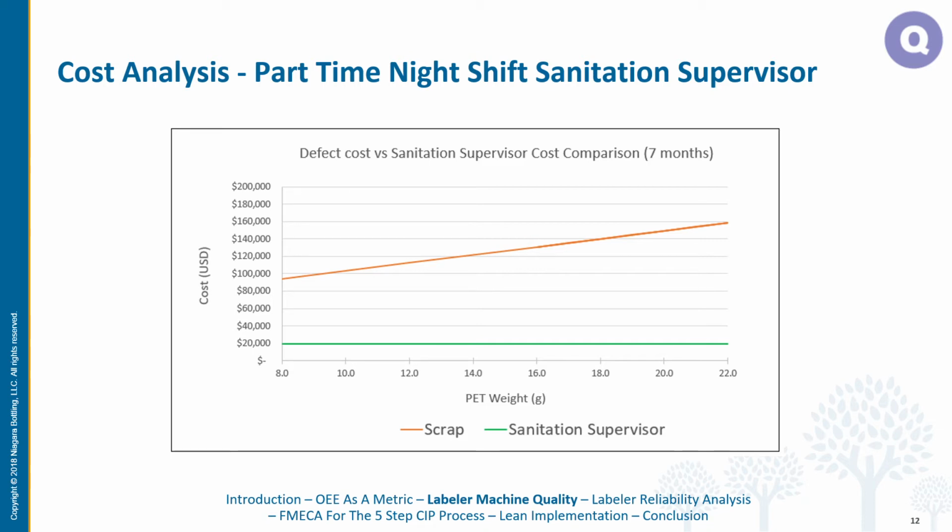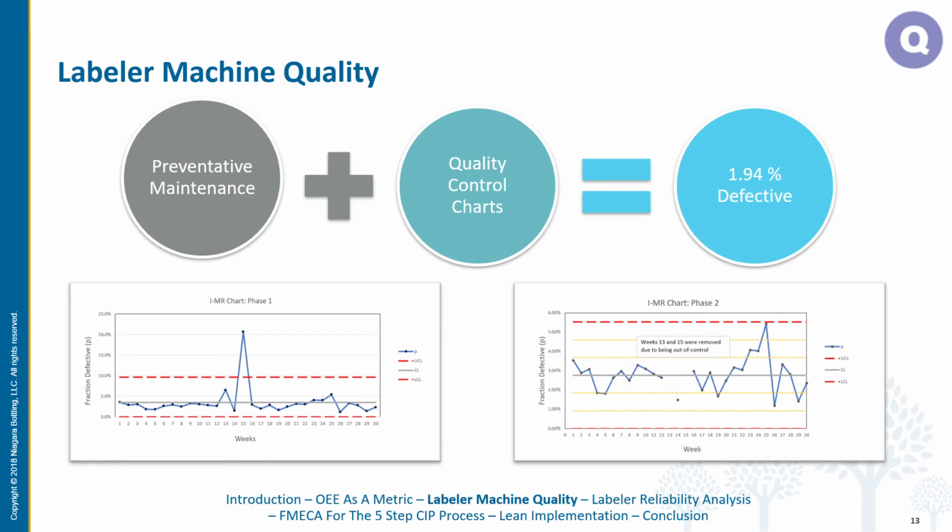As we see in the chart, hiring the sanitation supervisor would be cheaper than suffering losses due to defective products. For our quality improvements, we estimate that the proportion of defective units would drop from 3.49% to 1.94%, which is about a 45% decrease in defective bottles produced. I will now be passing it on to Angelo to talk about reliability.